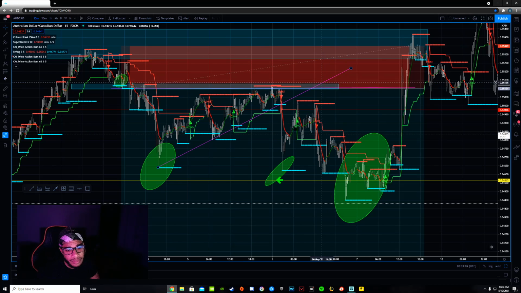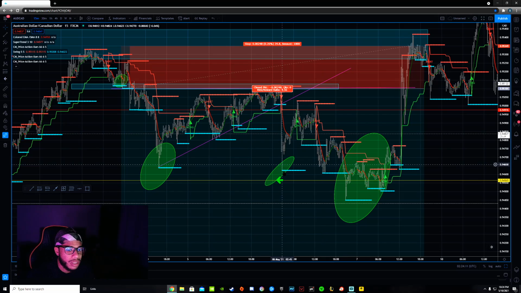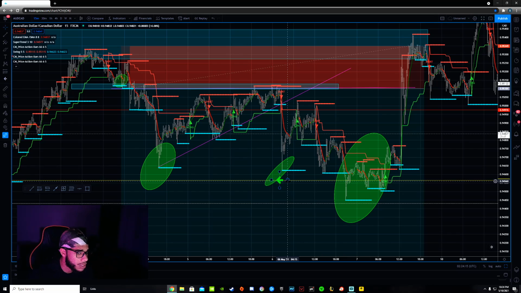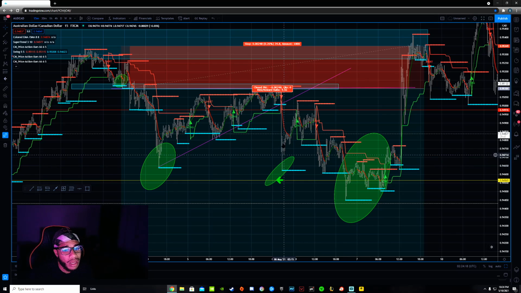So then we have another test of this zone where it almost touched my take profit 1, but came back up again. Now, finally around here, right here to be exact, we did execute and close out of 2 of our trades. And that's where you see the 2 greens.